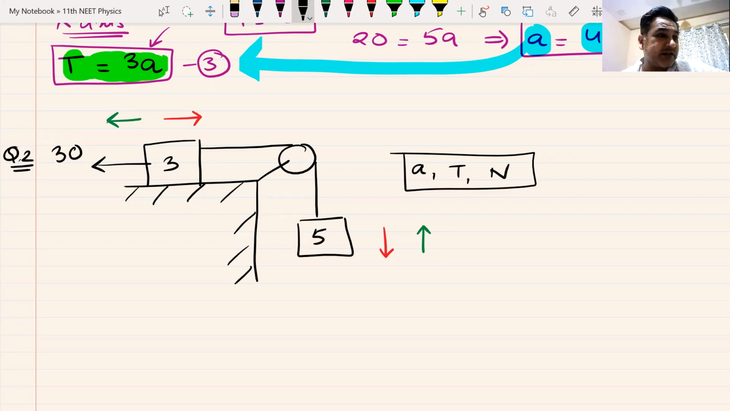Tarun says red. Akshara also says red. I'll allow you to unmute yourself, Tarun or Akshara. Tell me, why do you think that the red motion happens? Akshara, you can unmute yourself and tell me the reason. Why do you think that the block goes down? Why can't the block go up?